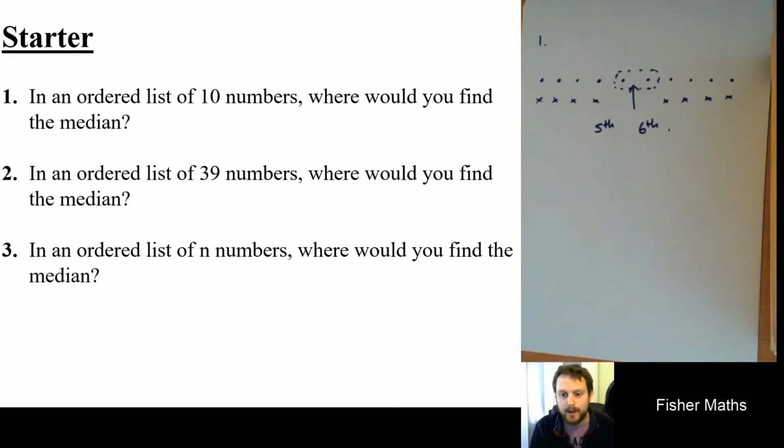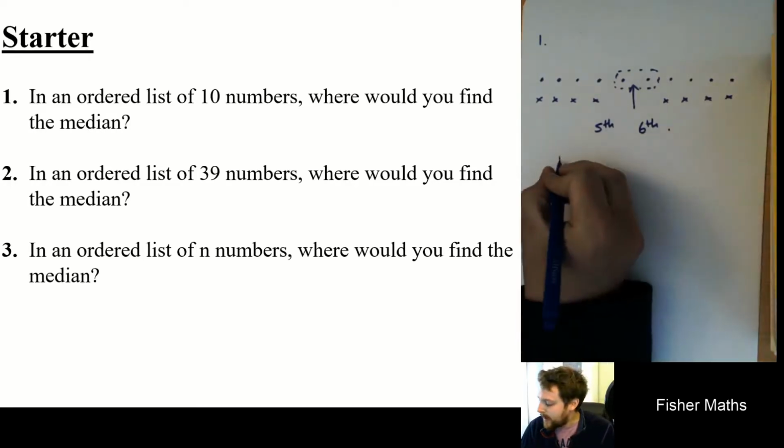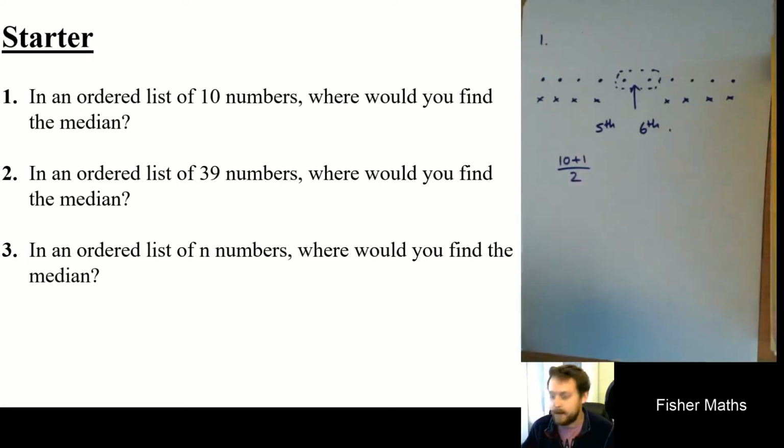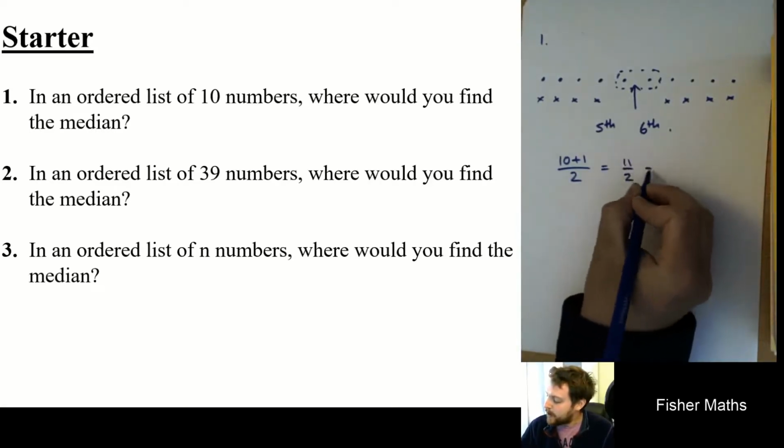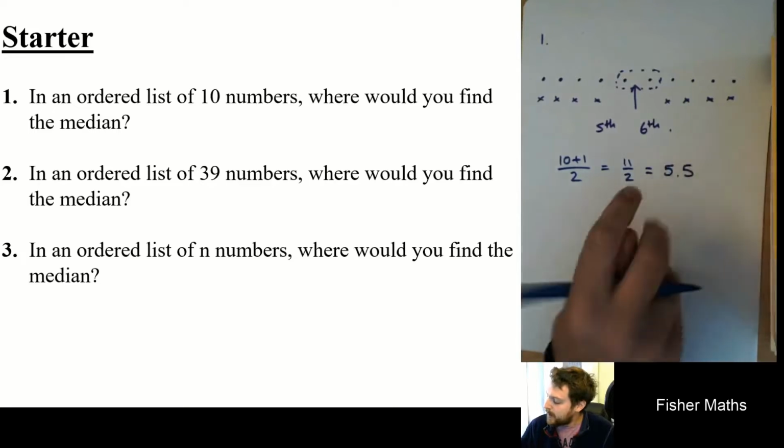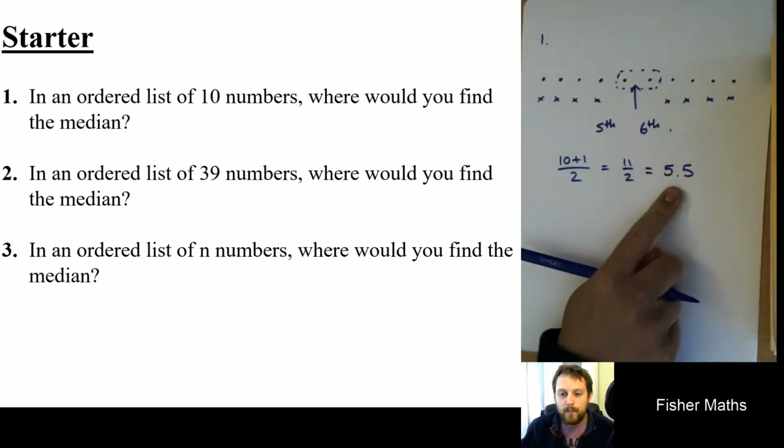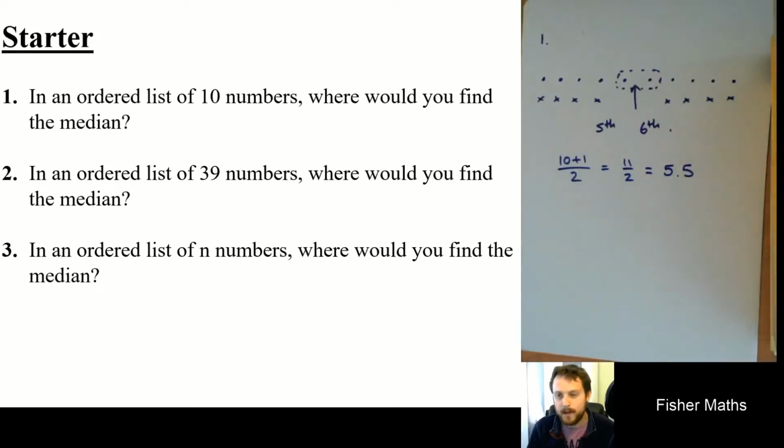Now I could be a little bit more detailed. I could start to suggest what the rule is. If you do 10 add 1, you get 11. And then if you do 11 divided by 2, you get 5.5. So let me write that down. If I do 10 add 1 and then halve it, that will be 11 over 2, which is 5.5. This tells me that it's halfway between the 5th and the 6th number, because 5.5 is halfway between 5 and 6.